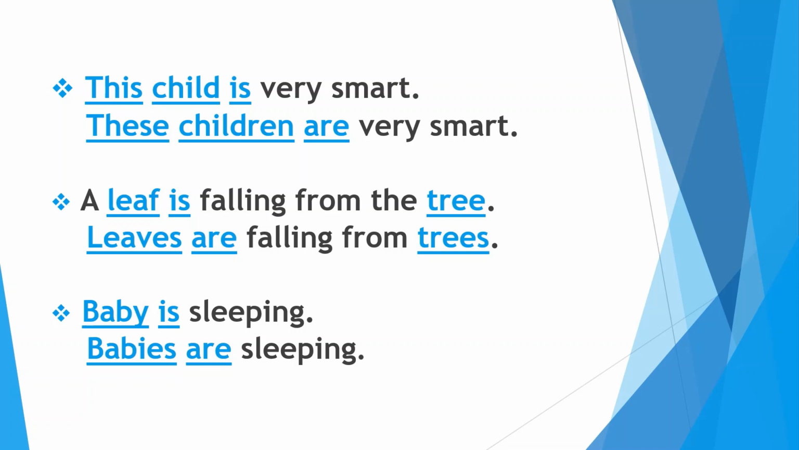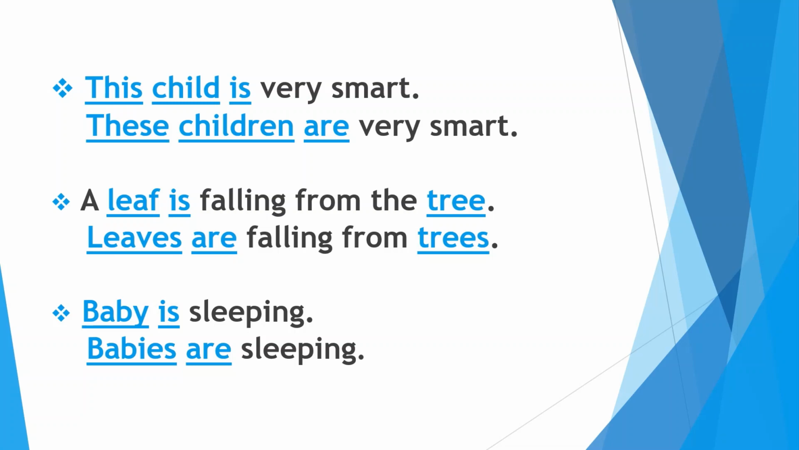As per the rule, if the ending letter is F, then you have to change it into V and then add ES. So the plural form of leaf is leaves. The plural form of is is are, and the plural form of tree is trees. So the correct sentence is: leaves are falling from trees.